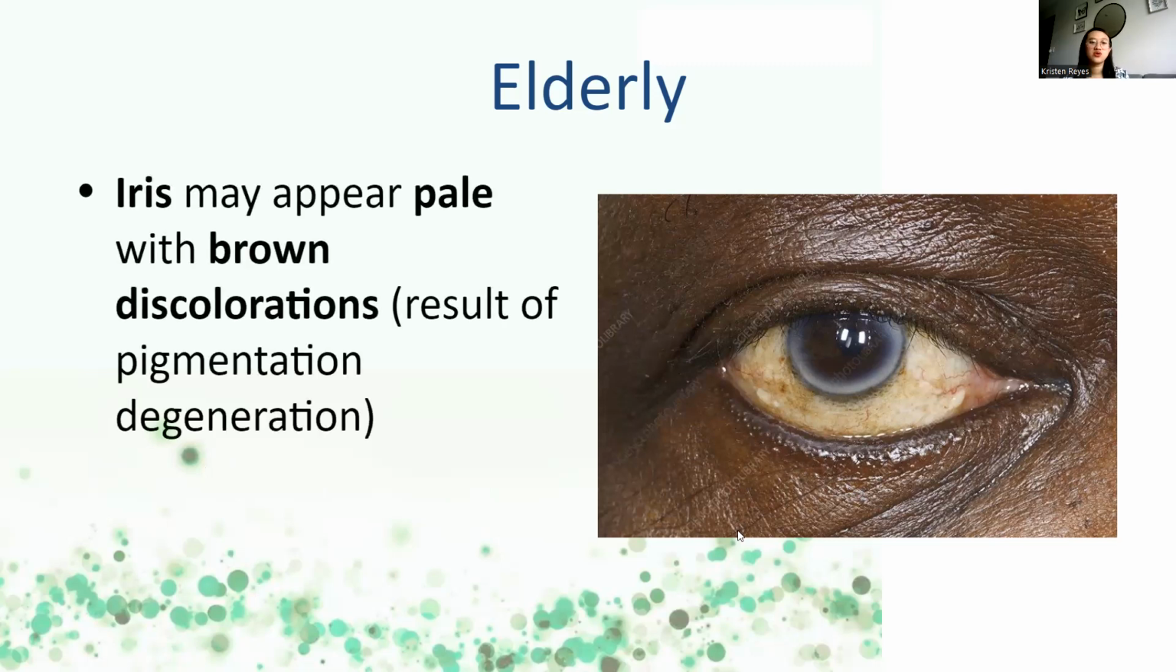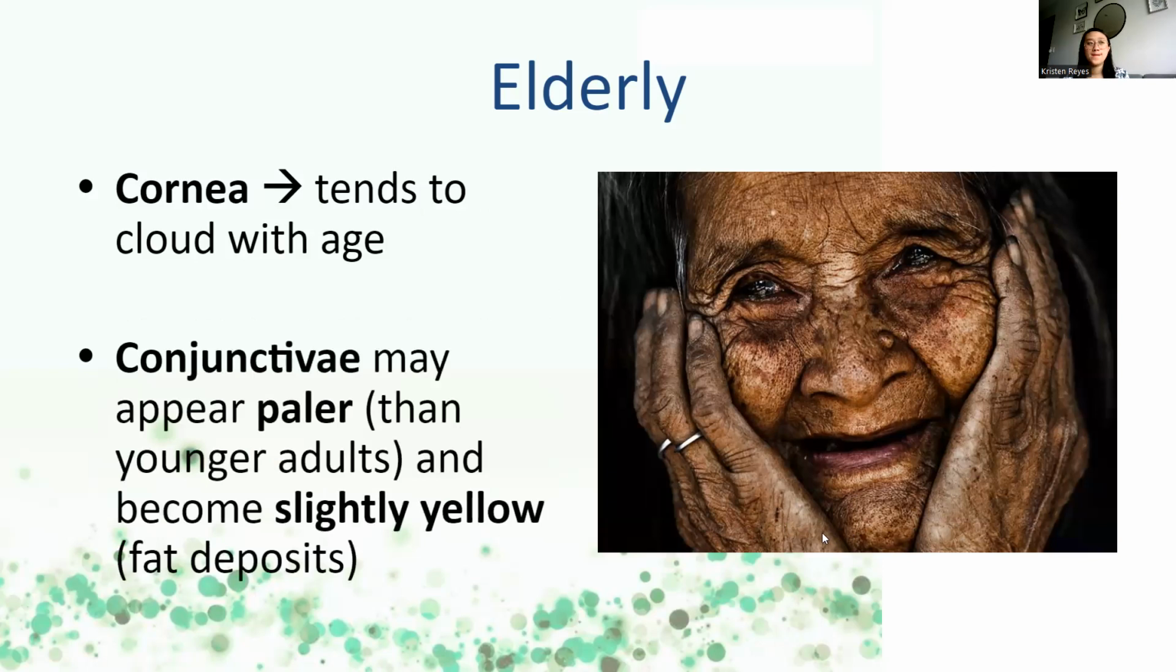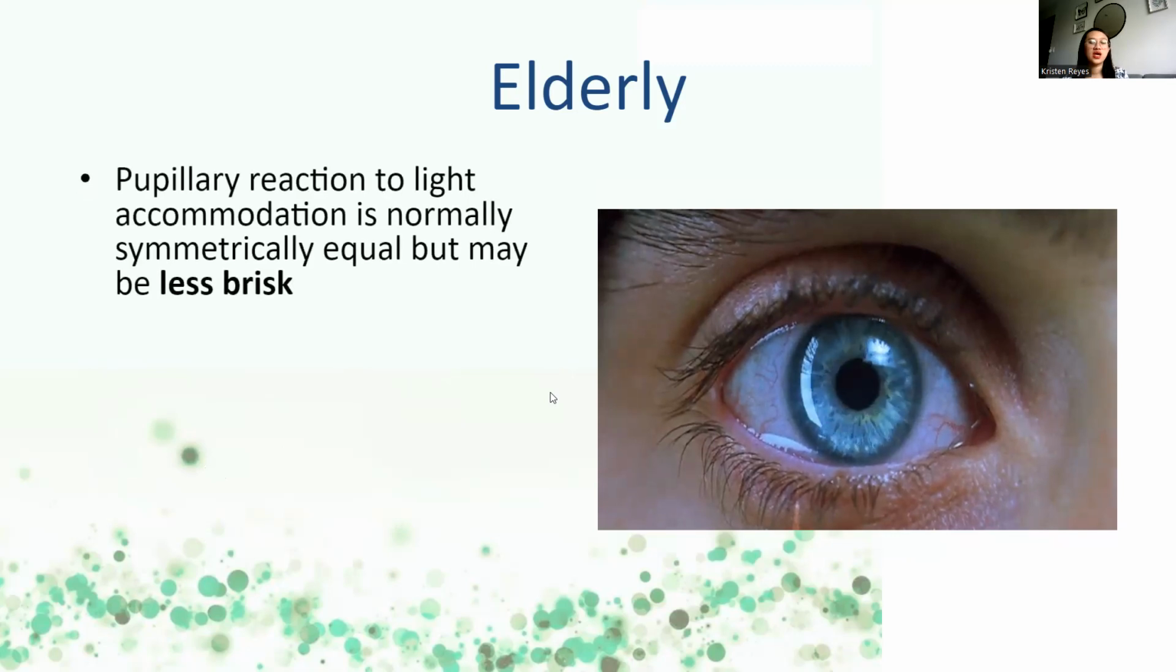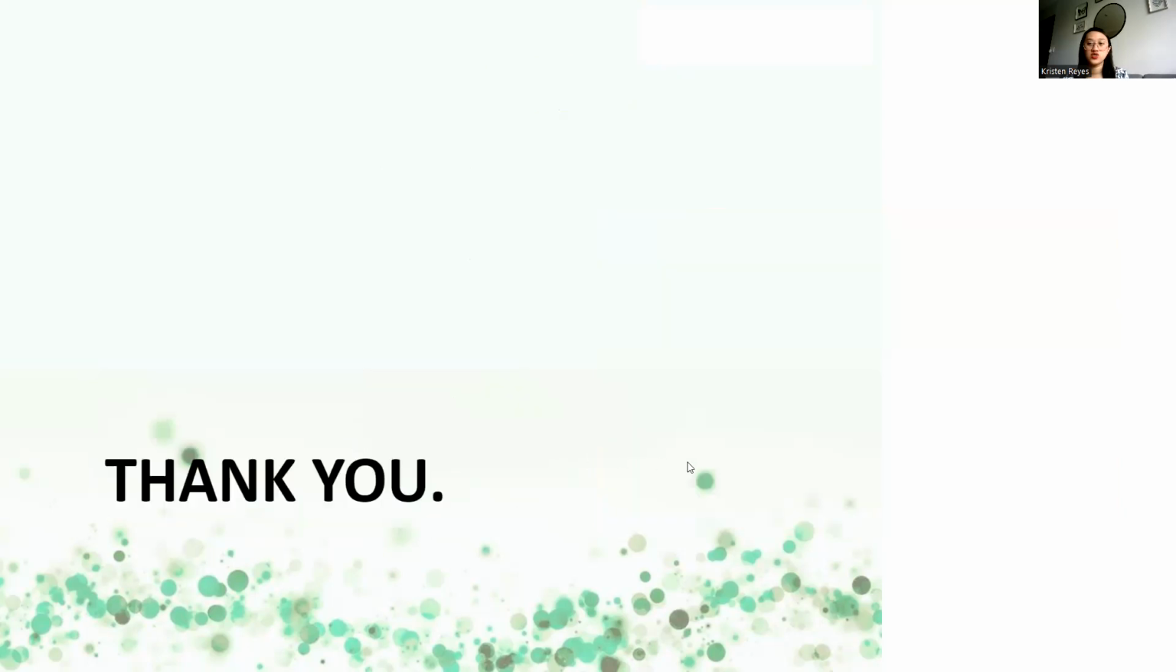Iris may appear pale with brown discolorations, and the cornea tends to cloud with age. That's your cataract. Okay? Conjunctiva may appear paler and may have yellow fat deposits. Pupillary reaction to light accommodation is still equal pero mas mabagal, no? Less brisk, mas mabagal. Pupils can appear smaller in size, okay, unequal and irregular in shape. This is due to sclerotic changes in the iris, which controls the dilation and constriction of the pupils.